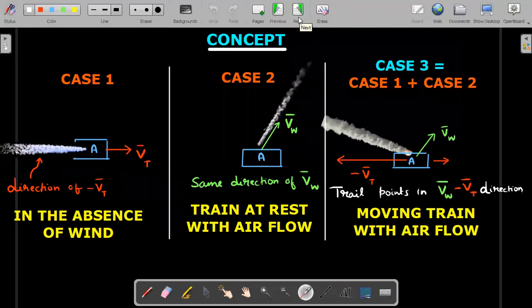So this is a concept that is very, very important, right? I have divided the concept into three parts, case 1, case 2, and case 3. Okay, so we are now assuming certain cases that are not given in the problem. So then we'll move on to the actual problem.